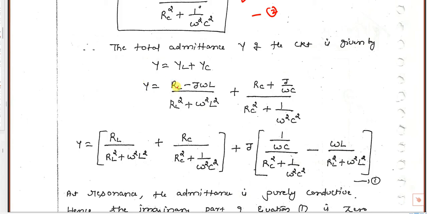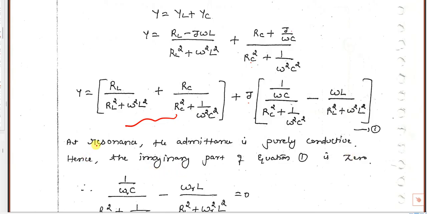Now we separate the real part and imaginary part. The real part is RL by RL square plus omega square L square. Similarly, here also the real part is RC by RC square plus omega square C squared. So take real part and real part separately and add them, and you will get the total real part. Here also an imaginary part is there, so take plus j common. Then you are left with 1 by omega C by RC square plus omega square C squared, minus j, which we already took out, so minus omega L by RL square plus omega square L square.